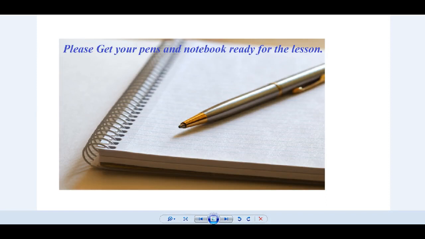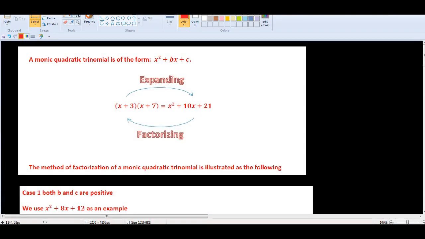Video 6 for Algebra. Today we are going to learn something new, which is Monic quadratic trinomial. So what do we mean by a Monic quadratic trinomial? The first word is Monic. Monic means the coefficient in front of the x squared is 1. So you see the x squared, there's no number in front of it, that means 1.